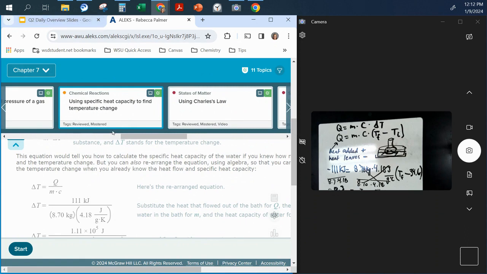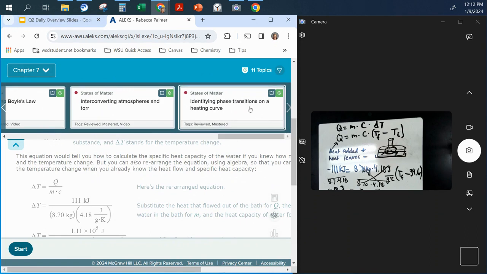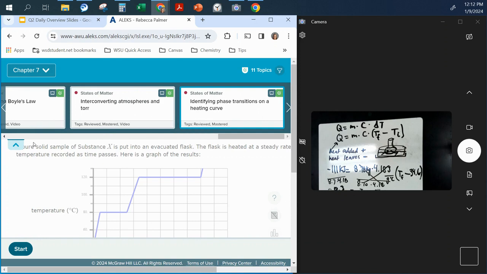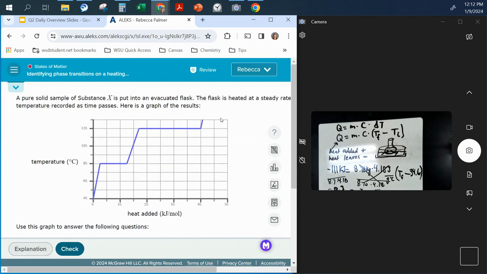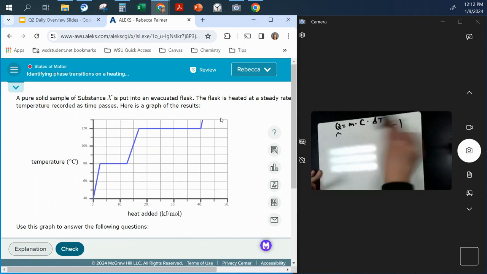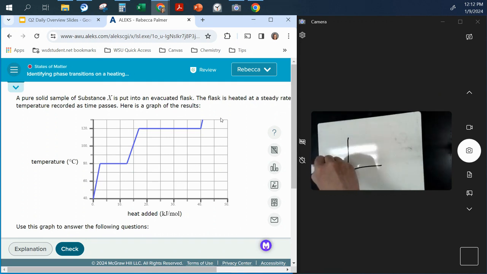Okay, last question type on the test is identifying phase transition. So this is something I would put on my calculator so that I don't miss this. So you have your heating curve. On the left you have temperature. On the bottom you have heat added. Okay, and you have something like this.